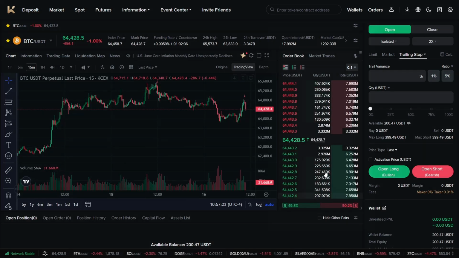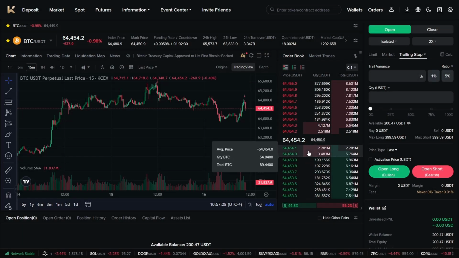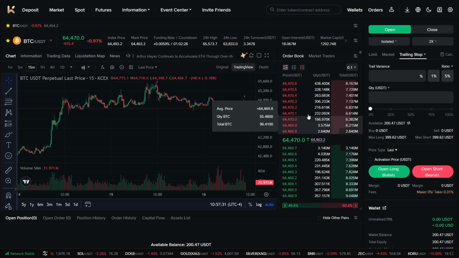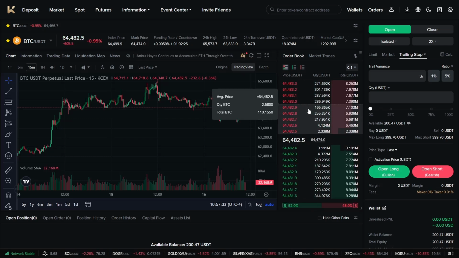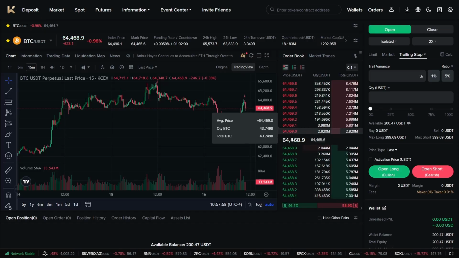To the right of the chart, we have the order book. The order book shows current buy and sell orders. Green represents buy orders, while red represents sell orders. It helps traders see supply, demand, and liquidity, meaning how much buying and selling interest exists at each price. The gap between the buy and the sell price is the spread. A smaller spread usually makes it easier to trade close to the displayed price.